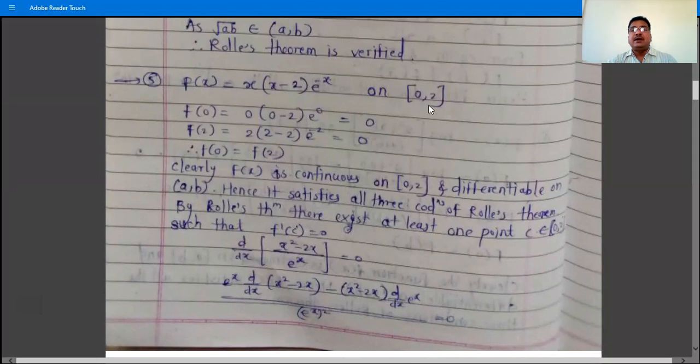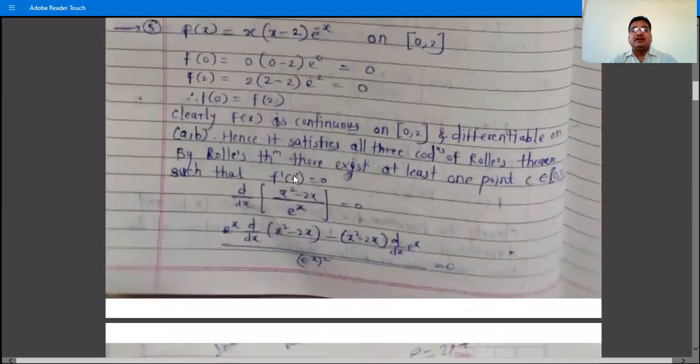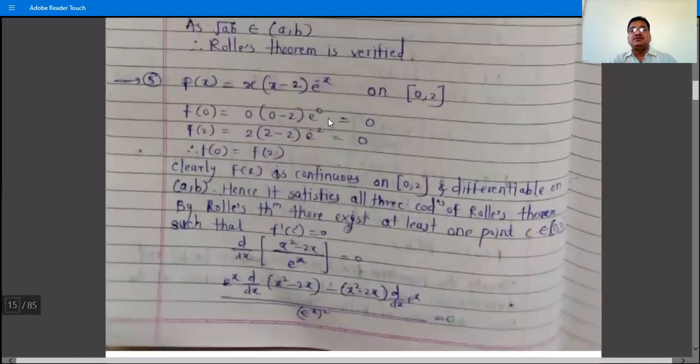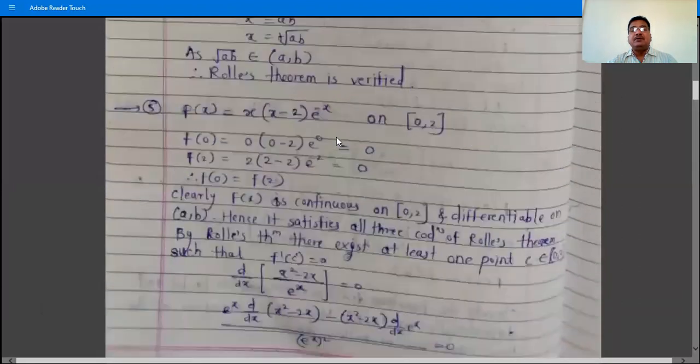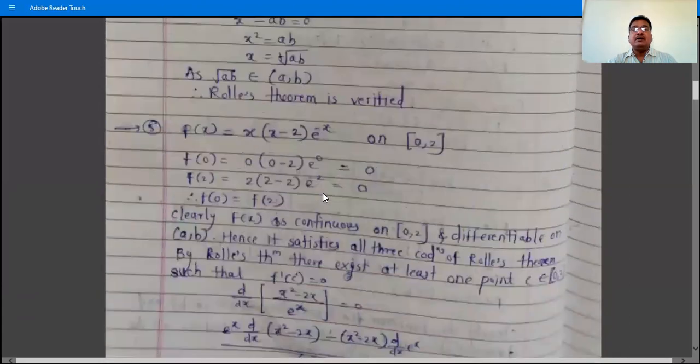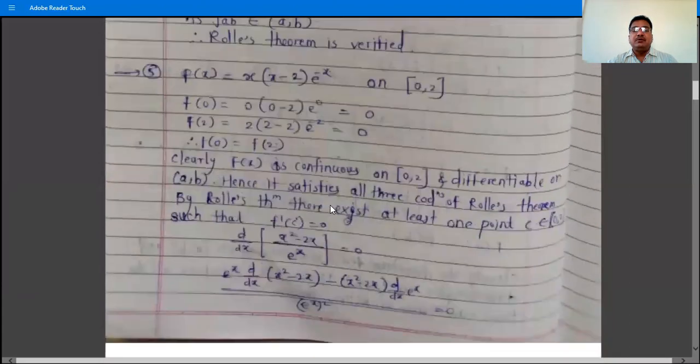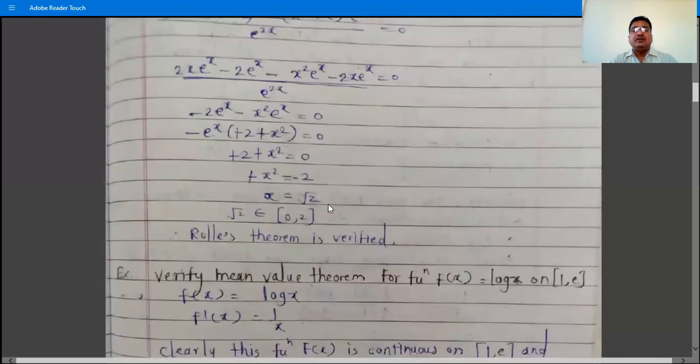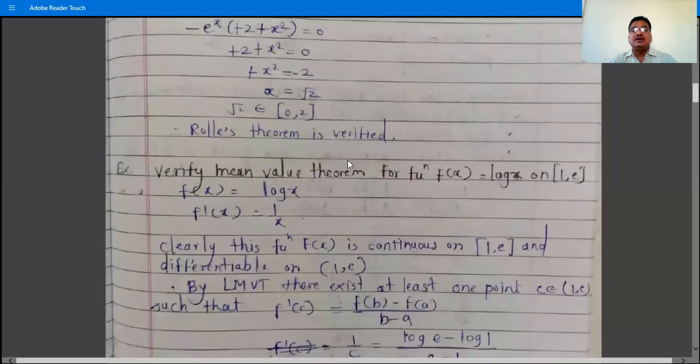The values at 0 and 2 are both the same, and therefore by Rolle's theorem, take the derivative of x minus 2 times e raised to minus x. Either use the u into v into w rule or the u by v rule. By shifting e raised to minus x to the denominator, use the u by v rule or use the u into v into w rule. So we have this answer, root 2, where the value of c or x is root 2. Rolle's theorem is verified.